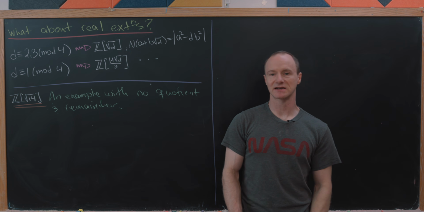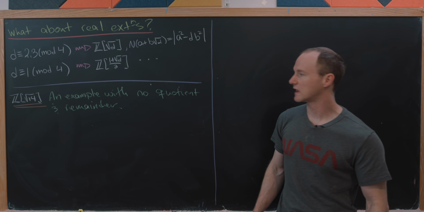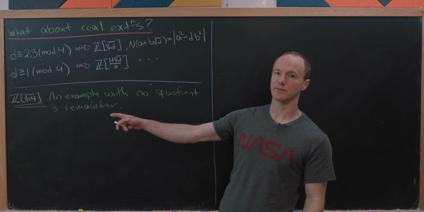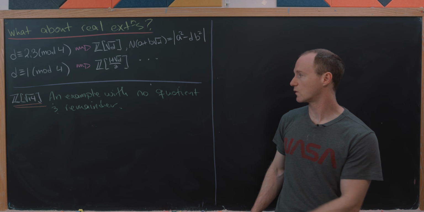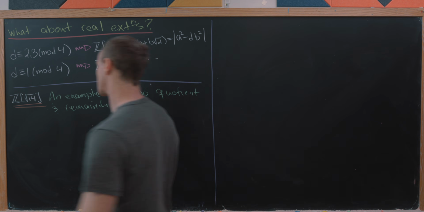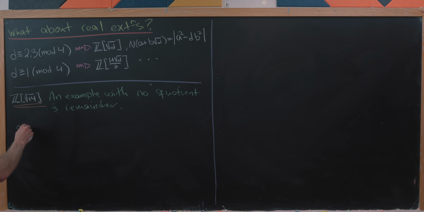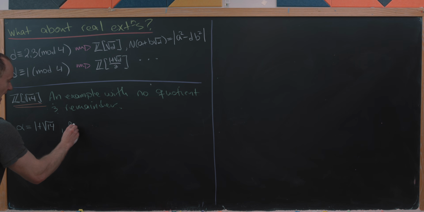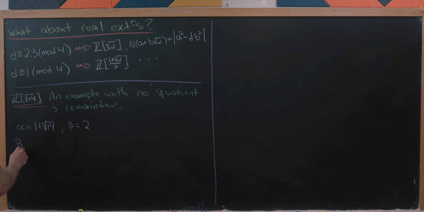But now let's get back to this example. So, like I said, now we're going to do an example in Z adjoin the square root of 14 where there is no quotient and remainder pair, and we actually don't have to try too hard. We can take alpha to be 1 plus the square root of 14, and we can take beta just to be equal to 2. And now we're going to do this by contradiction.